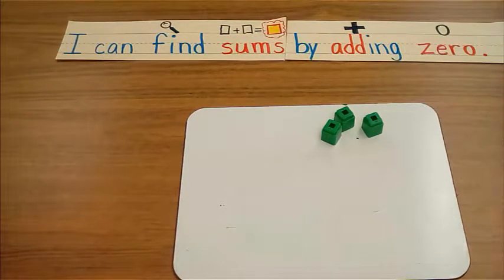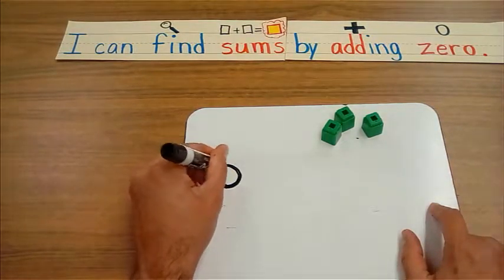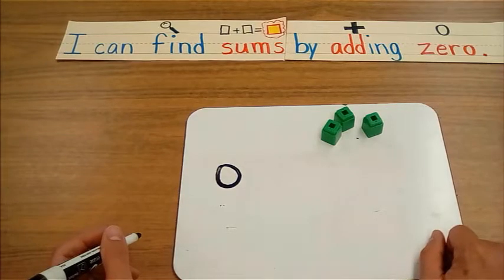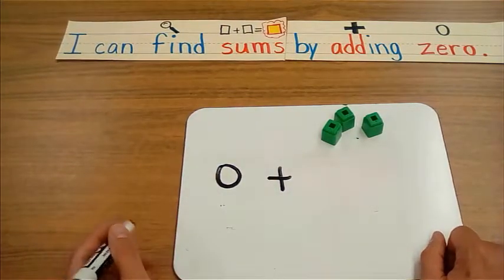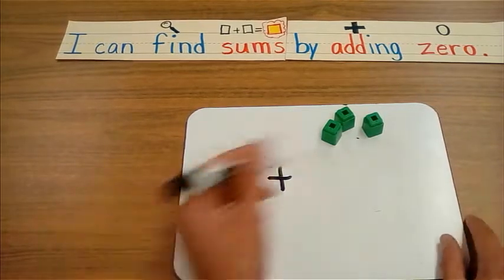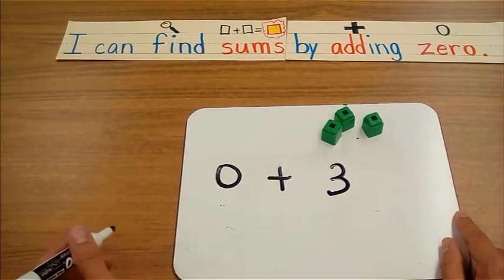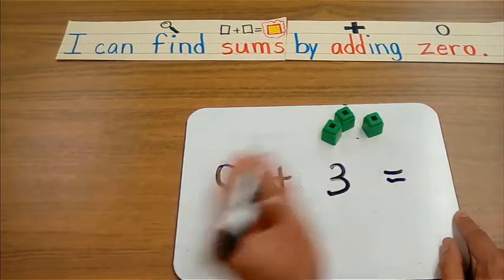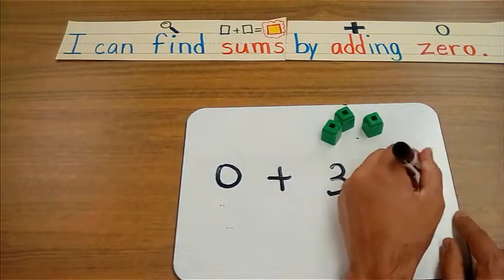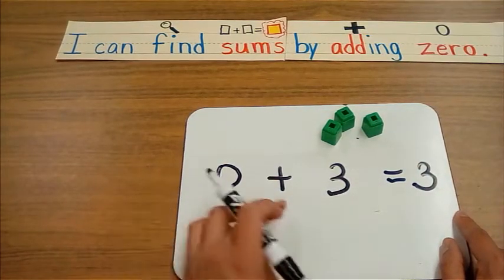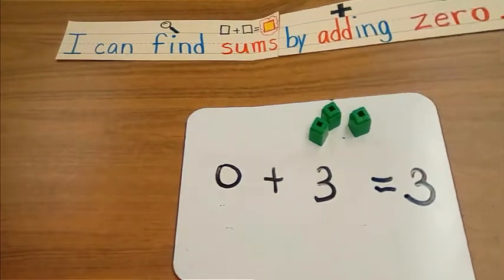I can write that as a number sentence. 0 children were playing in the playground in the morning. Later on that afternoon, 3 children were playing in the playground. So that means how many children played in the playground that day? That's right, 3, because 0 plus 3 equals 3.